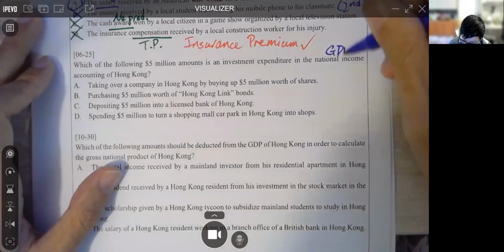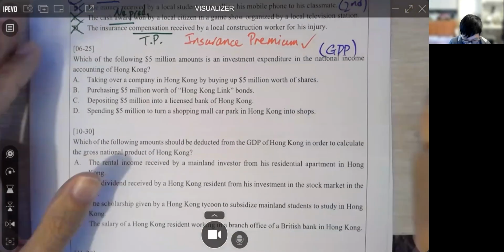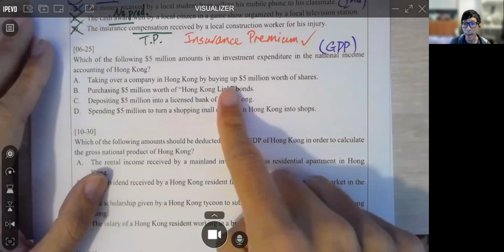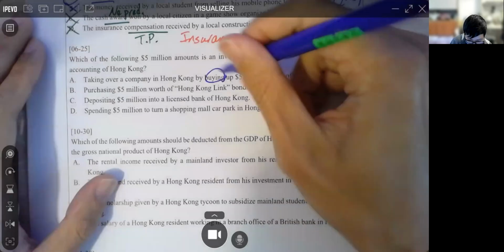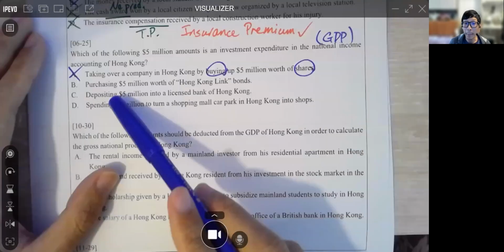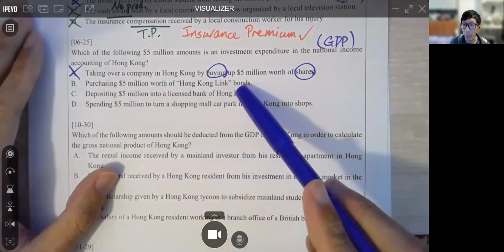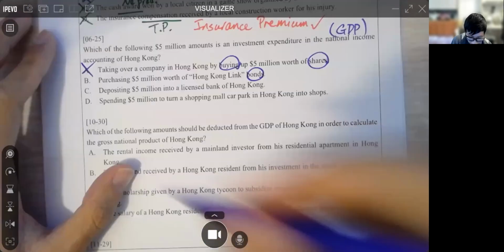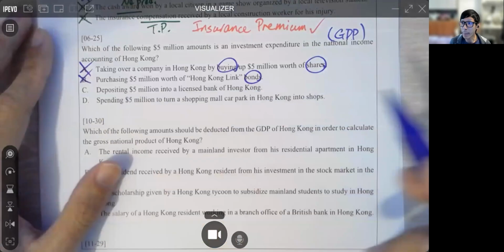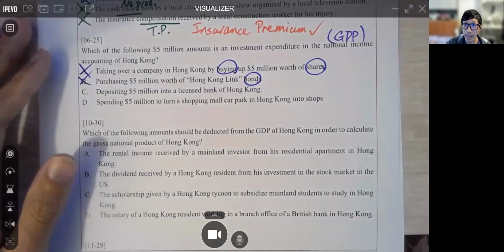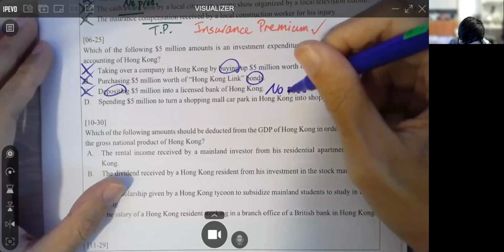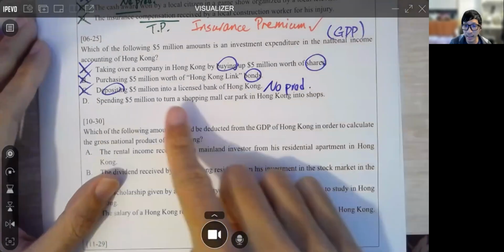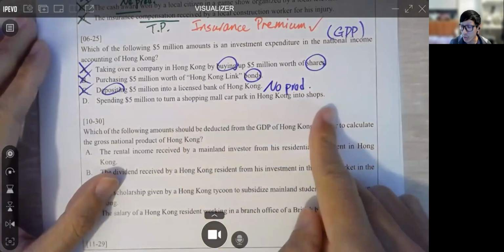OK, let's just call it GDP for our purpose. Taking over a company by buying shares. Part B, purchasing bonds. C, depositing money in a bank, is there any production? What a waste of time, right? So the answer should be D, spending to turn a car park into a shop.